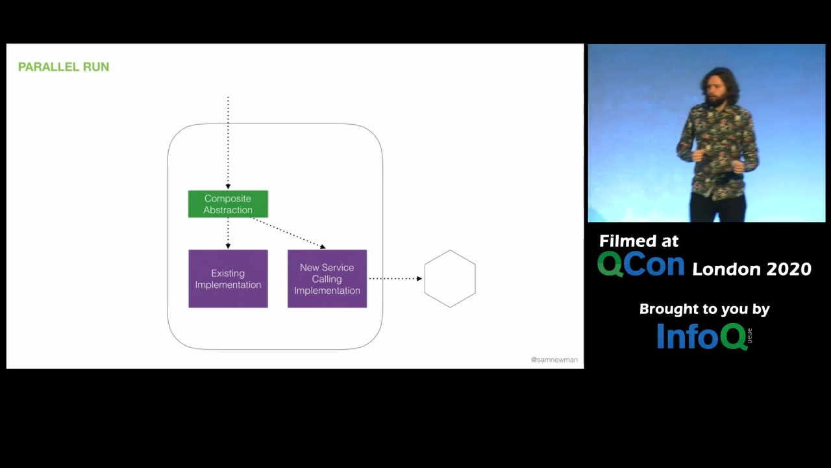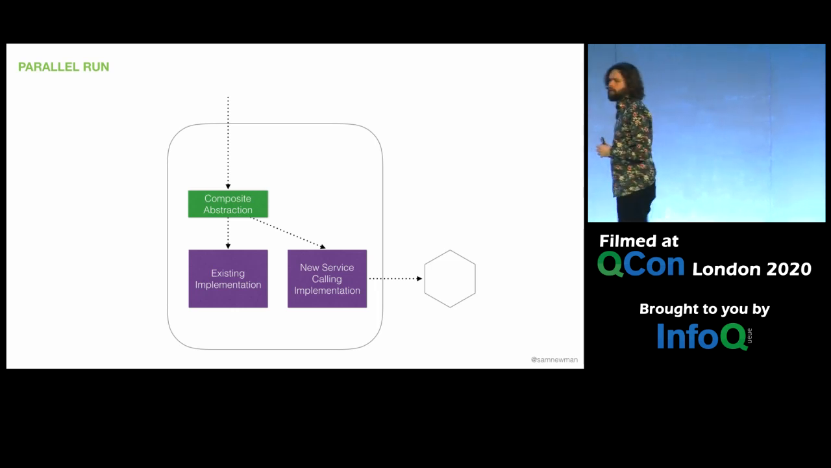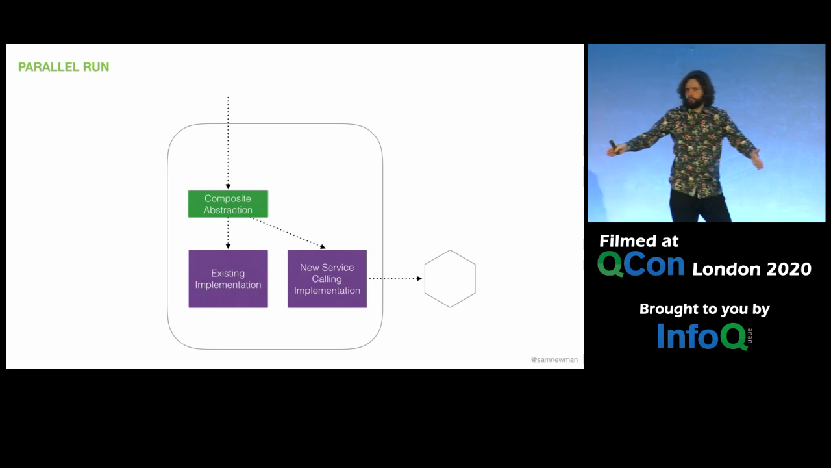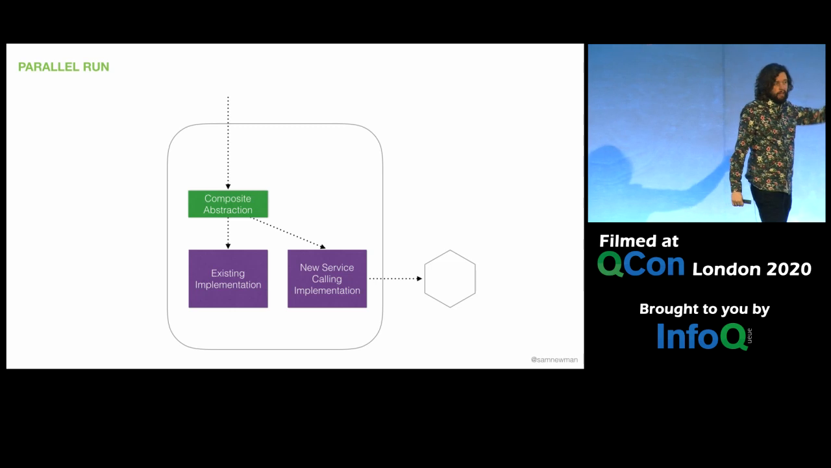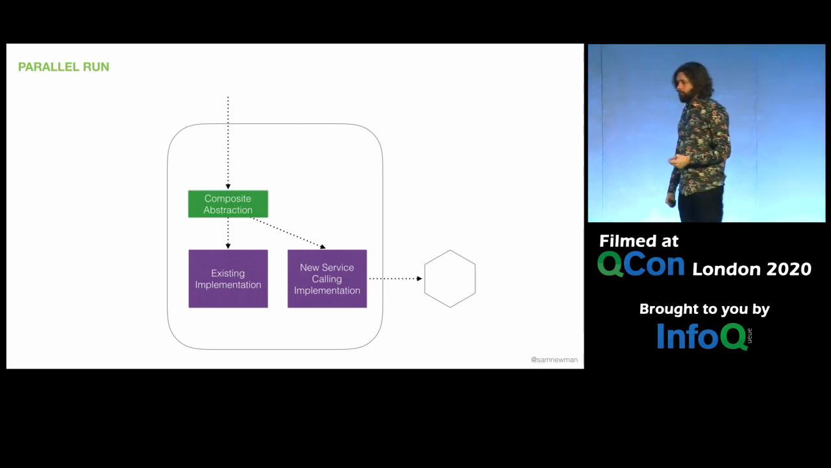Because rather than calling the old implementation or the new implementation, why don't we call both? It's called a parallel run. In this situation, when a call comes into that abstraction point, I'm going to call both implementations. Why would I want to do that? It's comparison. This should be a refactoring. A refactoring is where we change the structure of the code, but not the behavior.